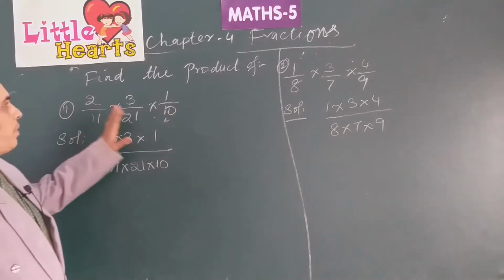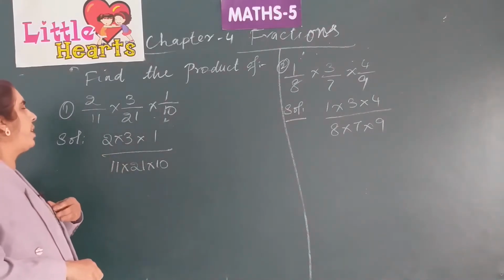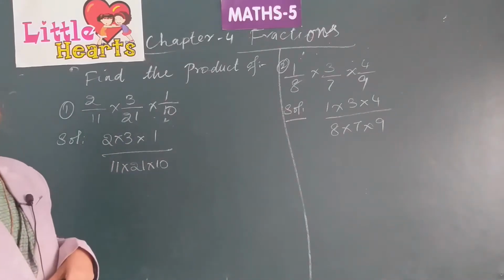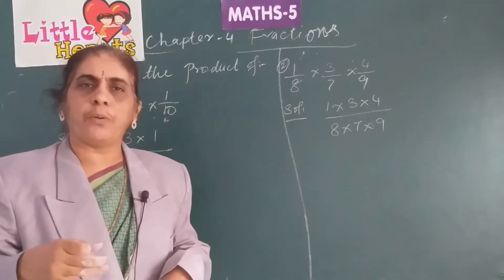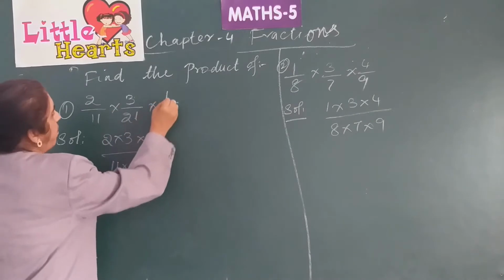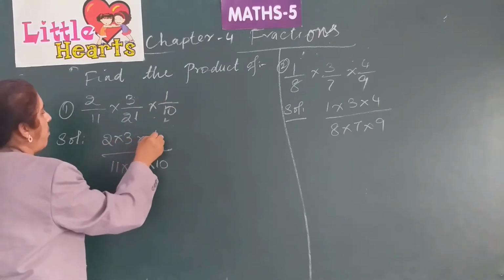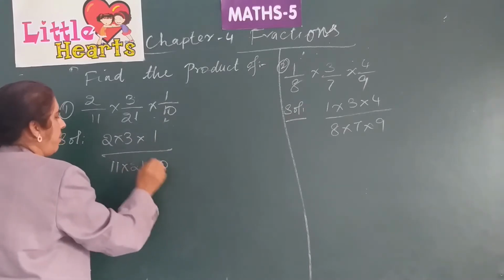Yes, children, let us find the product of three fractions now. Finding the product of fractions is nothing but multiplying the numerators with numerators and denominators with denominators. So 2 by 11 into 3 by 21 into 1 by 10. Multiply the numerators first: 2 into 3 into 1 by 11 into 21 into 10.